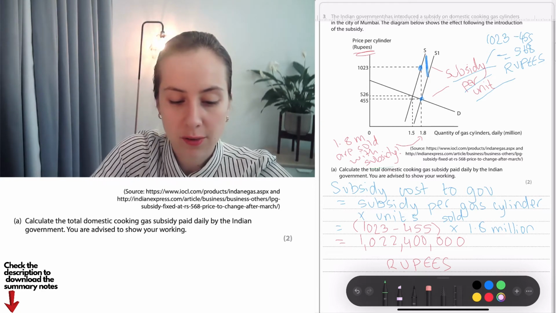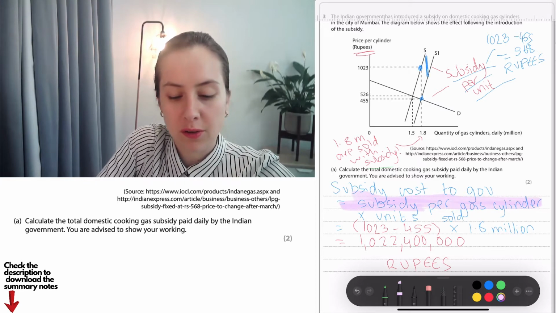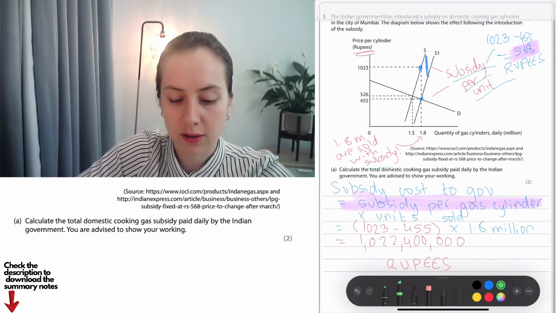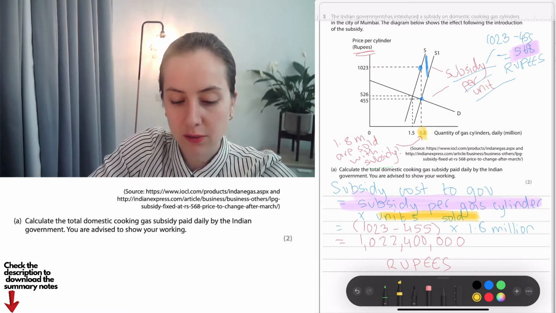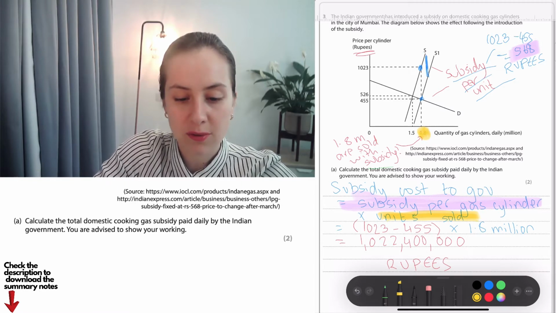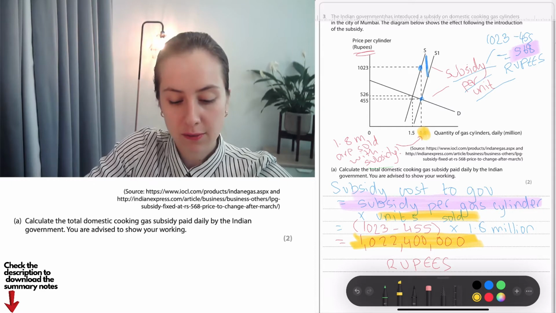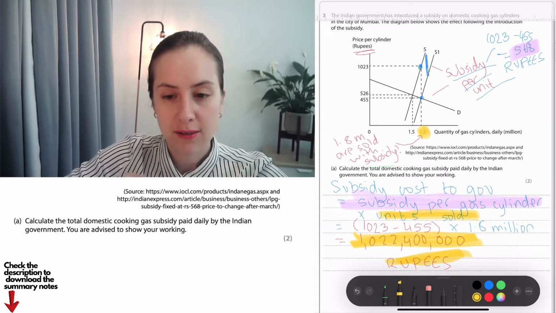We have to work out the total cost to the government. So what we do, we multiply the subsidy per unit, which is what we have just worked out, times the quantity sold. So that with the subsidy is going to be 1.8, not 1.5. And that gives us this very large number, which is in rupees.